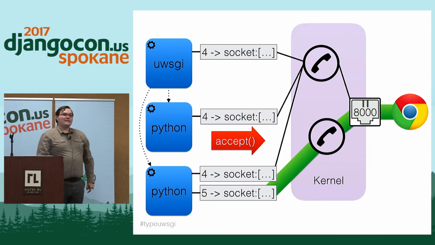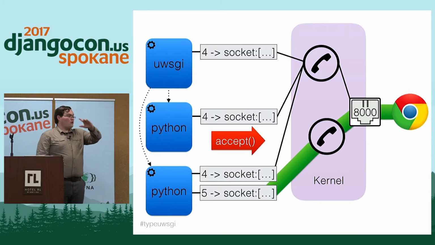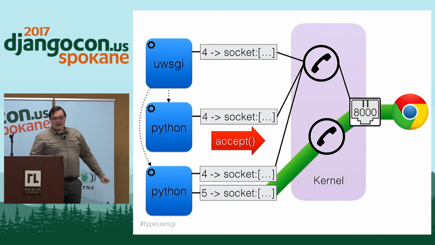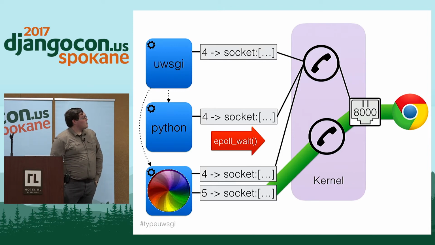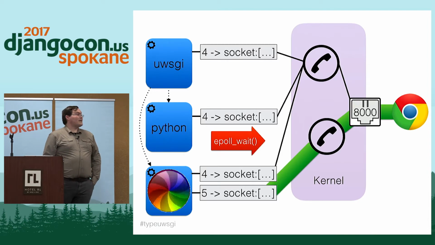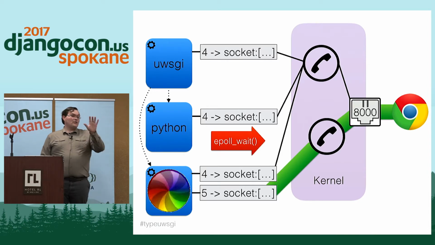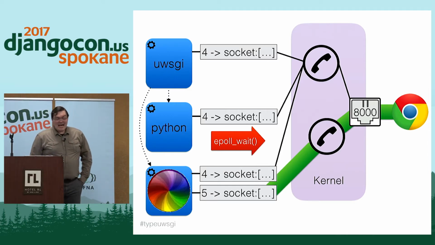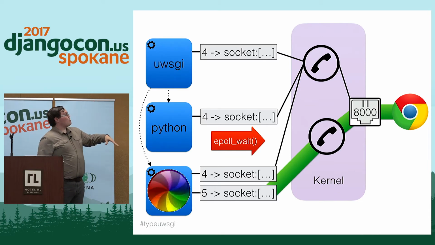And the one that wins is going to get a new socket, which represents the connection from Chrome through port 8000 to the Python worker process. And it's now going to be handling the request, while the other Python process issues the epoll_wait syscall again, letting the kernel know, hey, the other guy won the first time, but if a new request comes in, I'm totally ready for it. And that was a very long, complicated diagram, but that's basically the core of it.